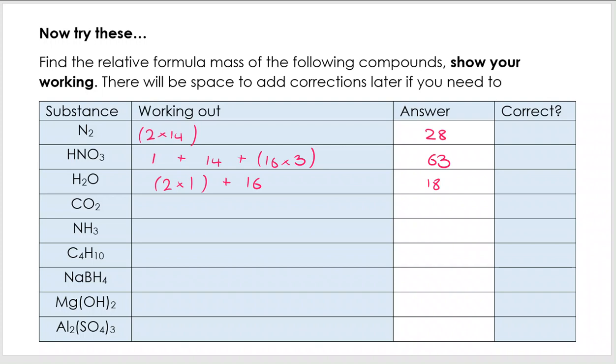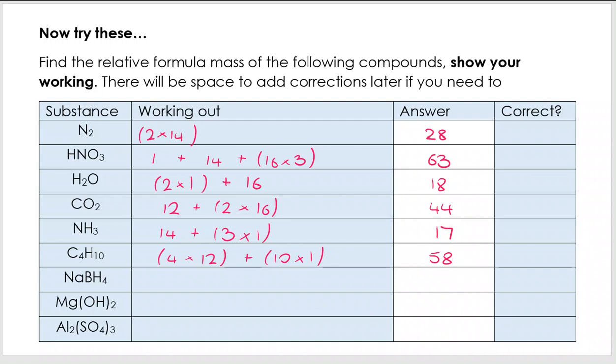Carbon dioxide, I have got a carbon with 12 and 2 oxygens with a mass number of 16, giving us a relative formula mass of 44. NH3 is ammonia, 1 nitrogen and 3 hydrogens. That's a 14 and 3 1s, giving us 17. Butane, C4H10, that's 4 carbons and 10 hydrogens, 4 12s and 10 1s is 58.